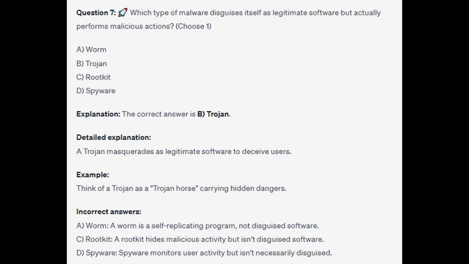And the correct answer is B, Trojan. A Trojan masquerades as a legitimate software to deceive users. Think of a Trojan as a Trojan horse carrying hidden dangers. And for the incorrect answers, a worm is a self-replicating program, not disguised software. A rootkit hides malicious activity but isn't disguised software. And spyware monitors users' activity but it isn't necessarily disguised.